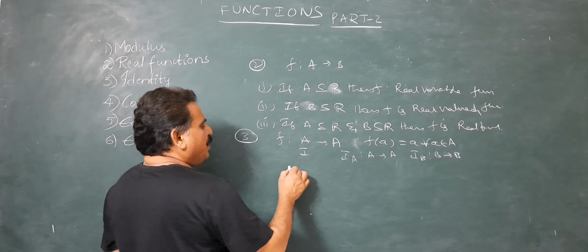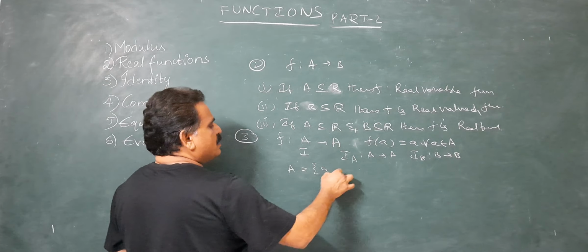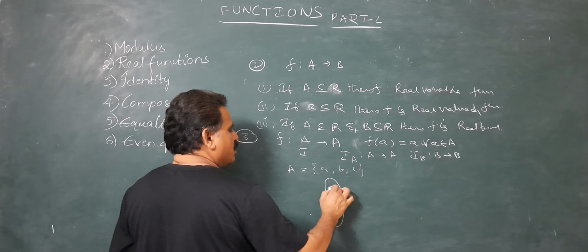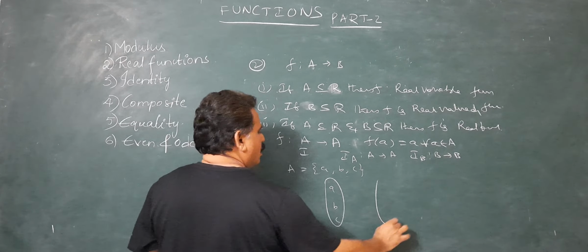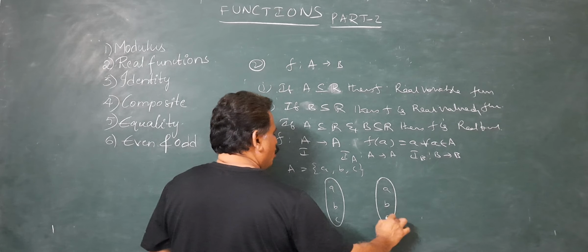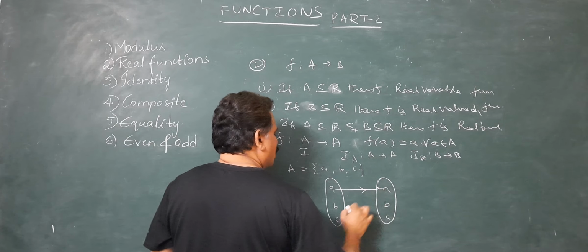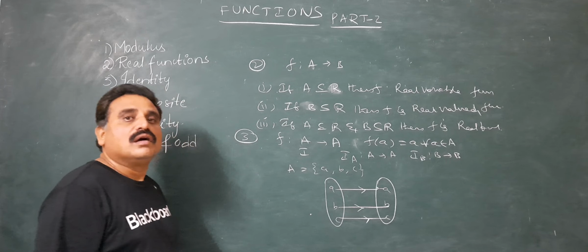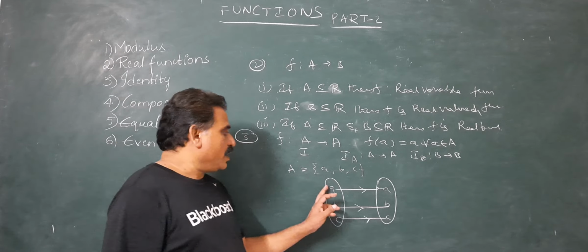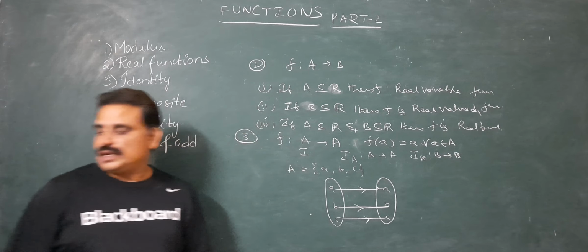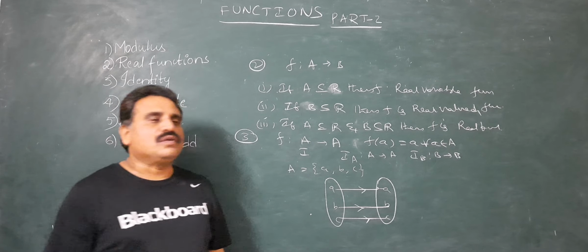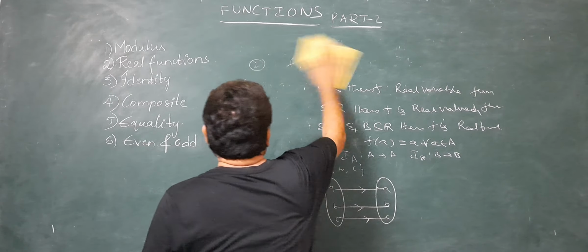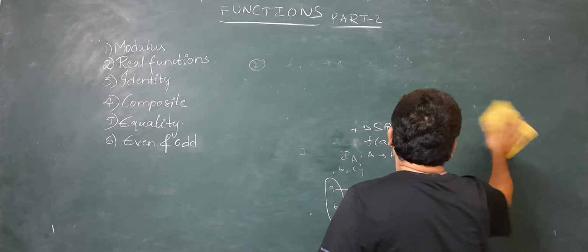For example, if you take A equal to {a, b, c}, the identity function is defined as a mapping to a, b mapping to b, c mapping to c. That function is called the identity function. f of a equal to a, f of b equal to b, f of c equal to c. That is the identity function. Now we are going to the fourth point, that is composite function.